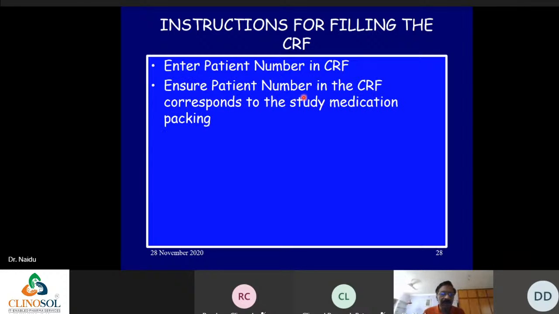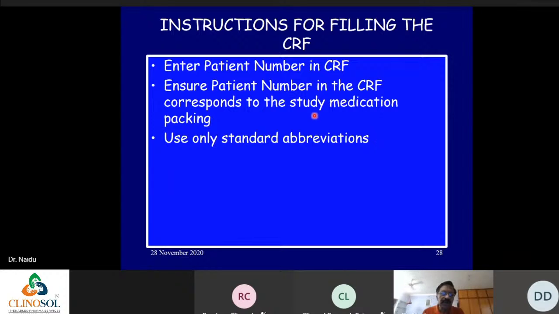number. Ensure the patient number in the case record form corresponds to the study medication packaging. Now, for each participant, we prepare one medication package number 72. We give 72 only to patient number 72, and that should be entered into the case record form. Many times they found that the patient number is 72, but the package issued is 65. This should not happen. It should tally.